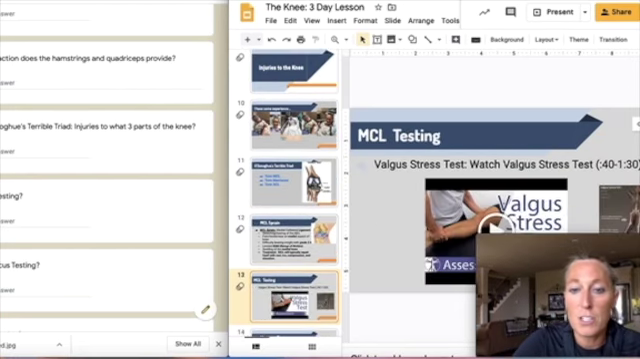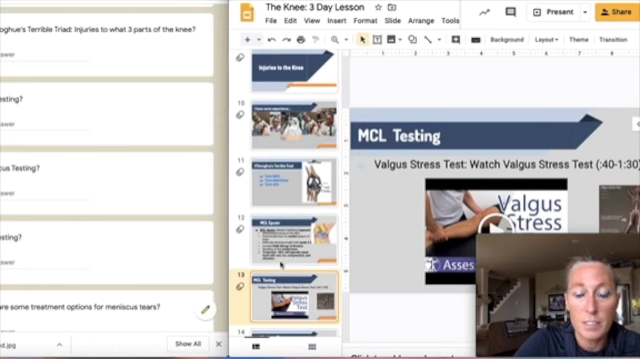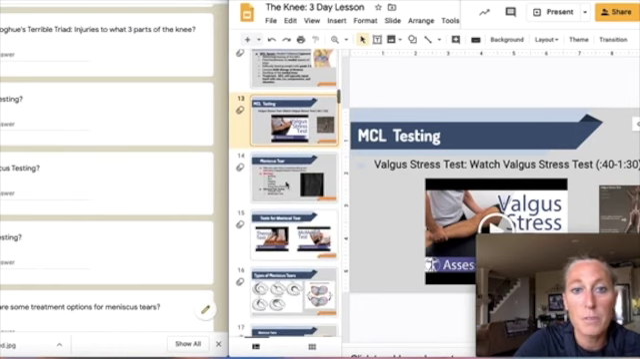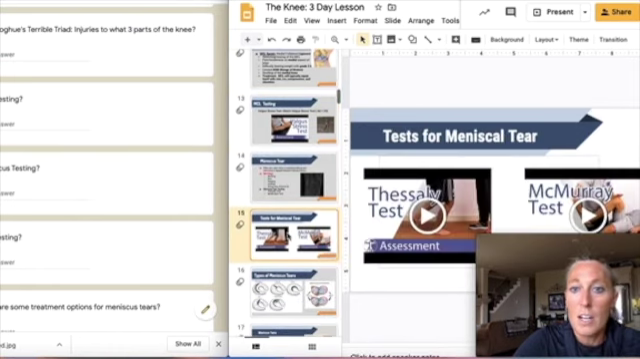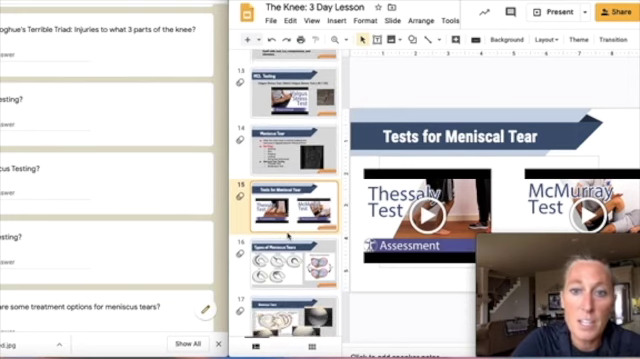This would be a valgus stress test, where there's pressure put on the outside, or the lateral side, of the knee. Meniscus testing. We'll keep scrolling down further. We have meniscus tear. Test for meniscus. We have the Thessaly test, and that's where all of your weight is on one side, your knee is slightly bent, and then you rotate from side to side. And the McMurray test is a test which the athletic trainer would do with you lying on the table.